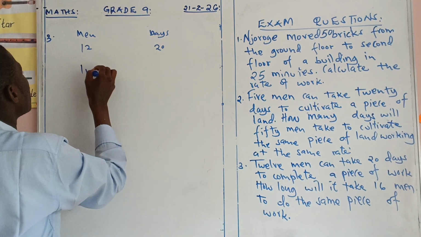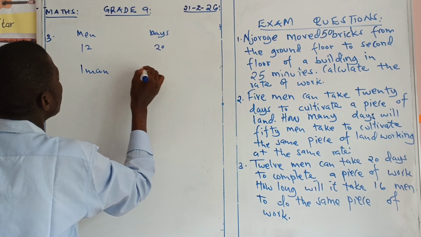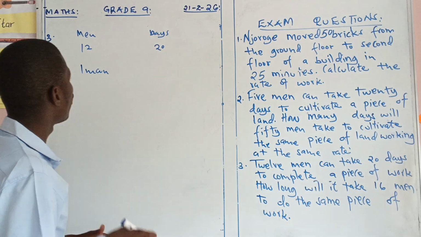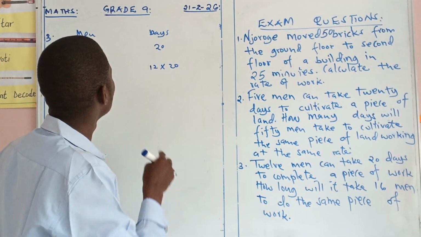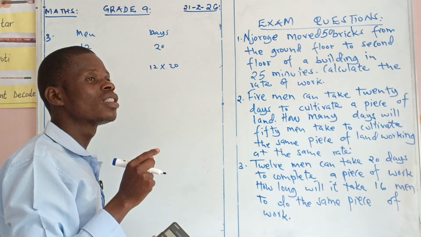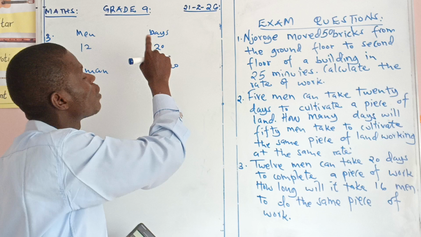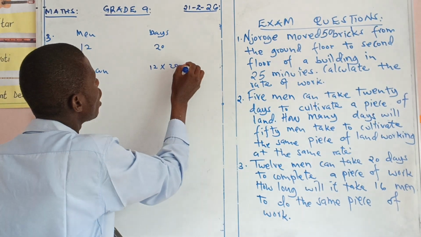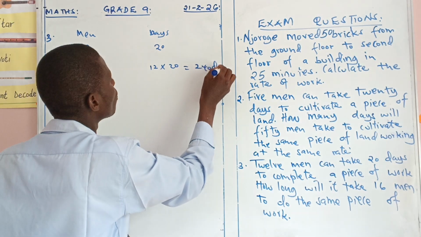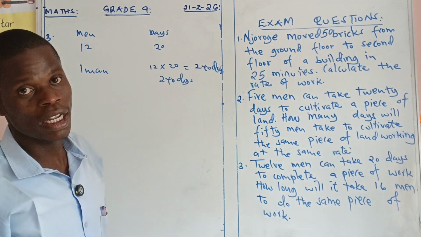So one man will take how many days? That's now 12 times 20. If 12 men take 20 days, one man will take very many more days. So we are going to have 12 times 20. So this is now 240 days. So one man is taking 240 days.